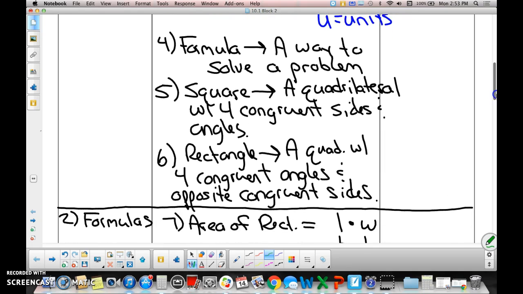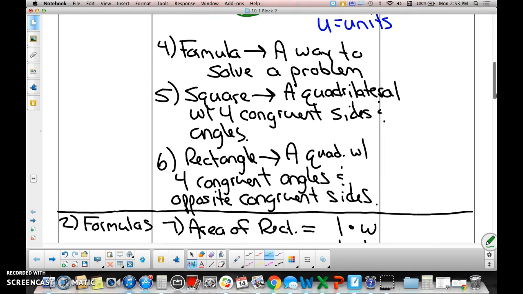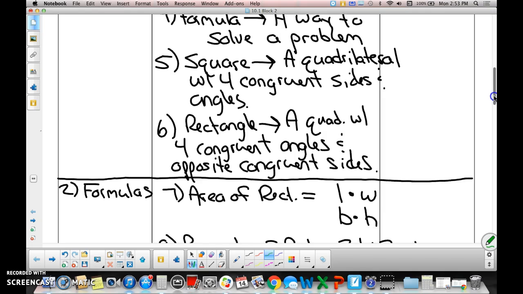would be formula, square, and rectangle. Formula would be what you use to solve problems, or a way to solve problems. Square and rectangle, we'll let you do those on your own because I think you're pretty good.